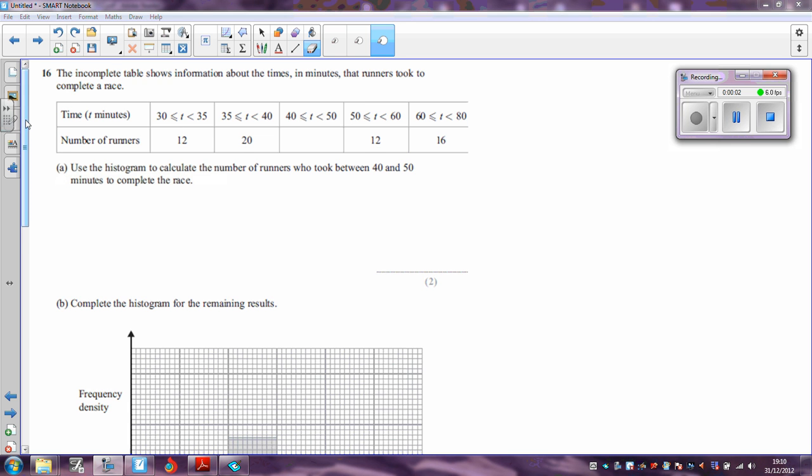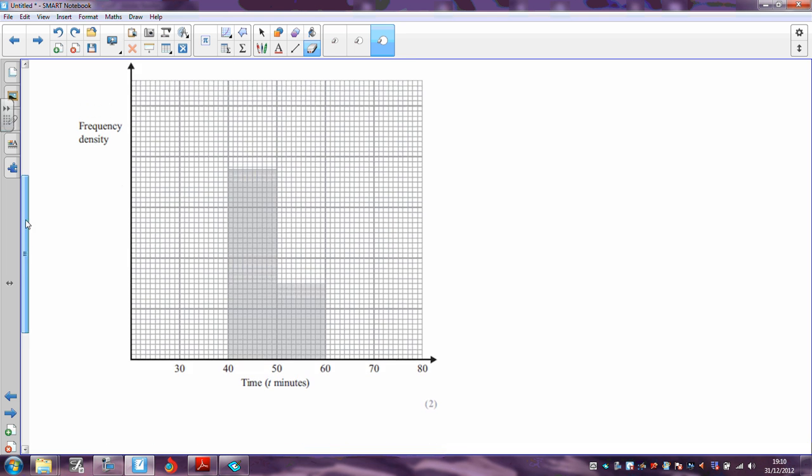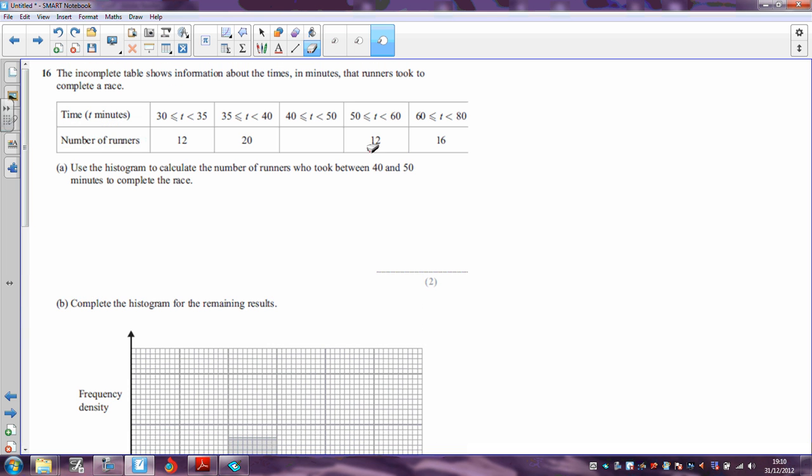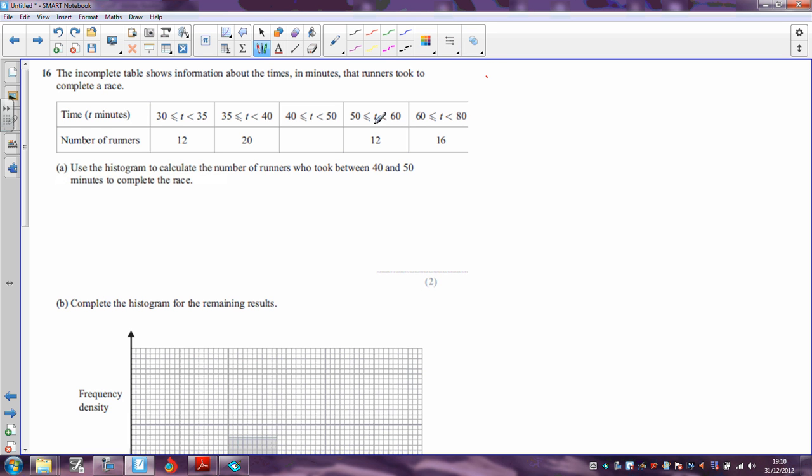If we look at the histogram, there are two bars completed, the 40 to 50 and the 50 to 60. In the table, we're given the information about the 50 to 60 group. So what I'm going to do is use that 50 to 60 group to work out the frequency density, and then we should be able to work out the frequency density scale on the histogram.